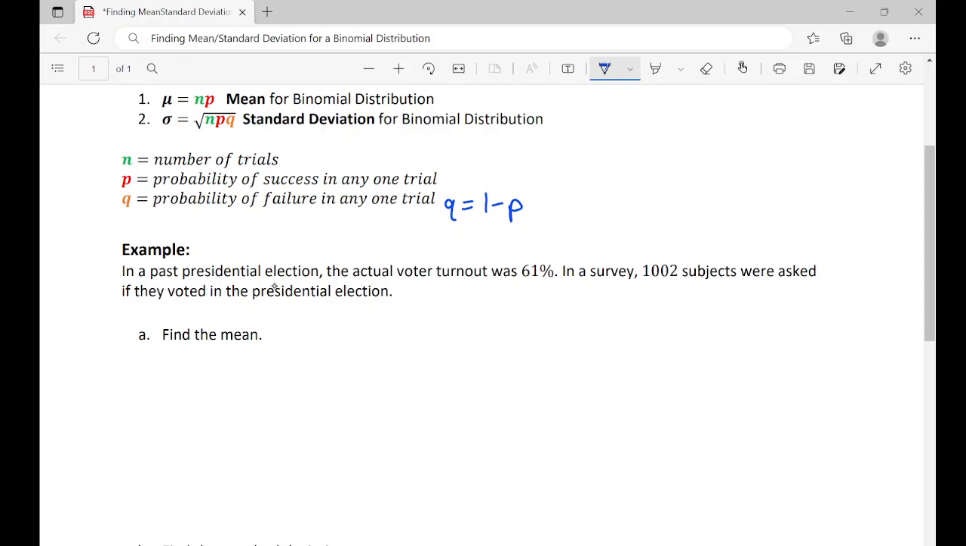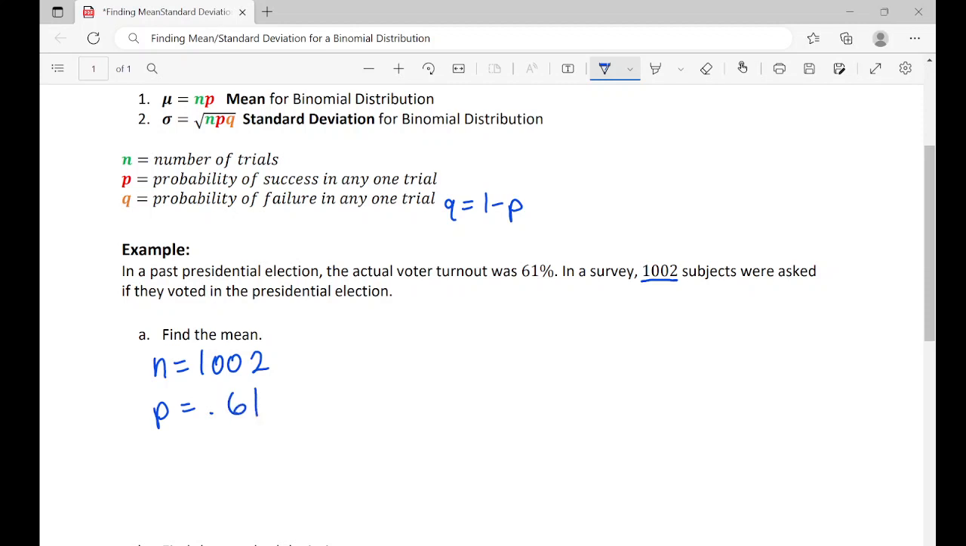In a past presidential election, the actual voter turnout was 61%. In a survey, 1,002 subjects were asked if they voted in the presidential election. So first we're going to find the mean. The mean is just n times p, so I have to find n and p. n equals 1,002, and p is 61%, so 0.61.